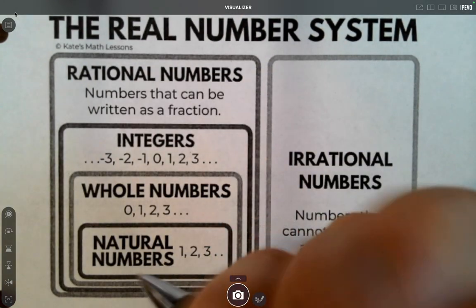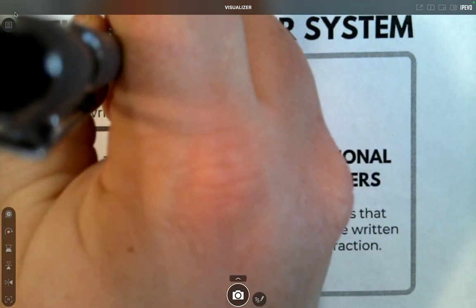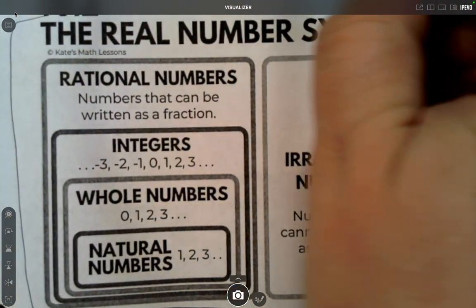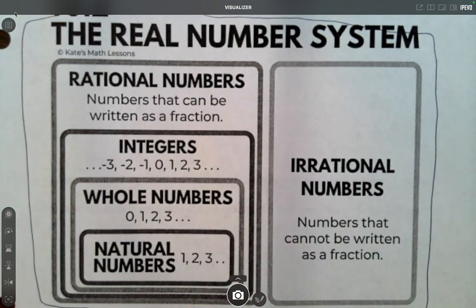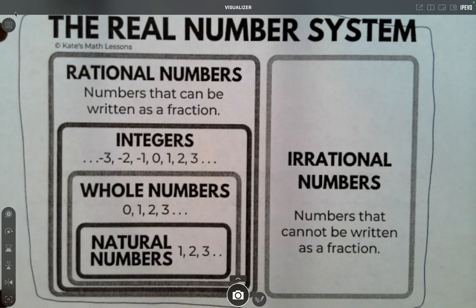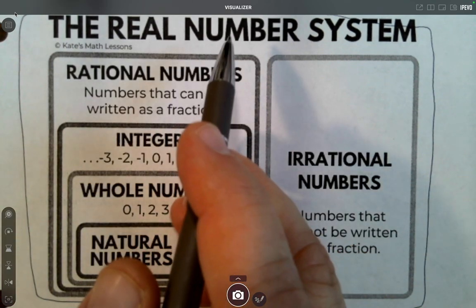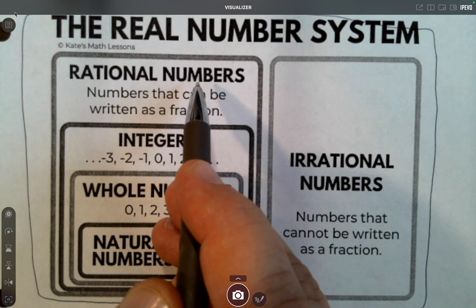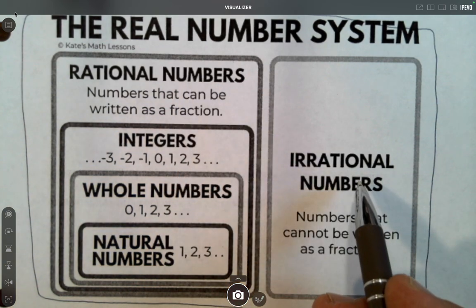So the real number system actually covers everything we see here. All of these in here are part of the real number system. And we can essentially divide the real number system into two sections. Now, I don't mean they're equal. The point is not the size of them. But it's almost like you could separate the real number system into rational numbers and irrational numbers.